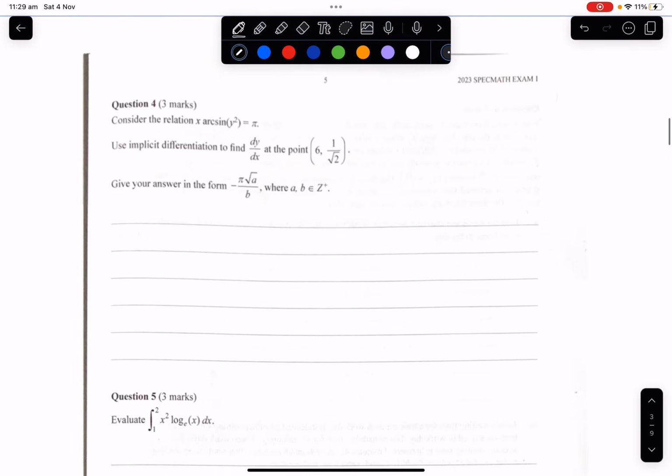Alrighty. Consider the relationship x times arcsine y squared is equal to pi. Use implicit differentiation to find dy dx at the point 6, 1 on root 2. Give your answer in the form.